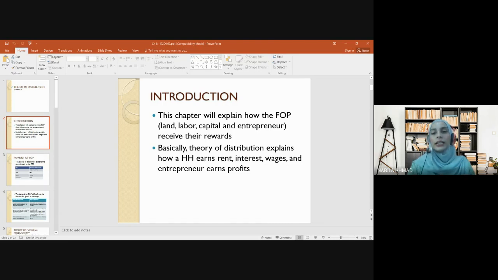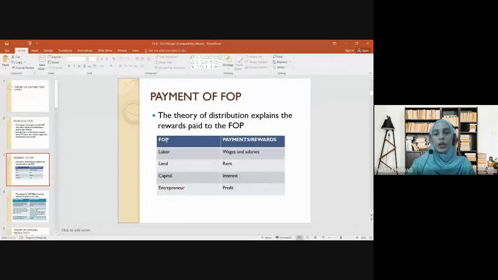So chapter ini akan melihat bagaimana wages, interest and so on, kita macam mana determine this rental, wages and so on. Okay. So basically theory of distribution explain how a household earn rent, interest, wages and entrepreneur earns profit. Okay. So kalau ingat balik macam saya kata tadi, payment of factors of production apa? Labor, wages and salary, land, rent, capital, interest, entrepreneur, profit.